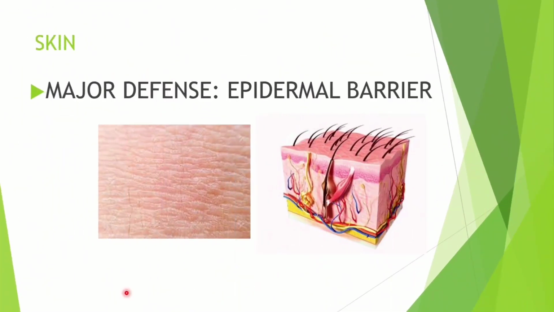So the first one would be skin. The defense system of the skin is the intact epidermal barrier. It is a mechanical barrier having low pH, producing antimicrobial fatty acids and defensins, and small peptides that are toxic to bacteria.